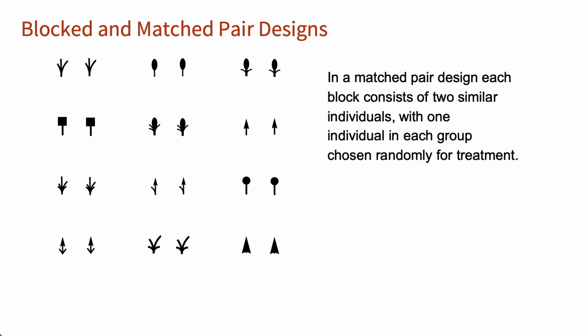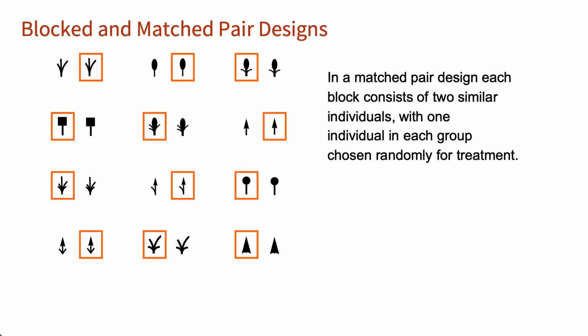A matched pair experiment is a special case of a blocked design in which each block has only two individuals. A matched pair experiment could be set up, for example, by arranging similar plants in pairs and randomly treating one member of each pair with nutrients and the other member with a placebo. With a matched pair design, it is easier to consider many different blocking variables since it is only necessary to find two individuals with similar characteristics.